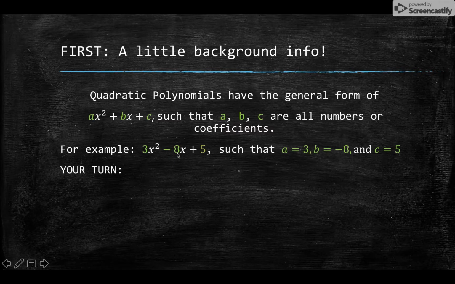Now, your turn. Please take a moment to pause and identify the a, b, and c in this polynomial. That's right. A is equal to 5, b is equal to 3, and c is equal to negative 2.